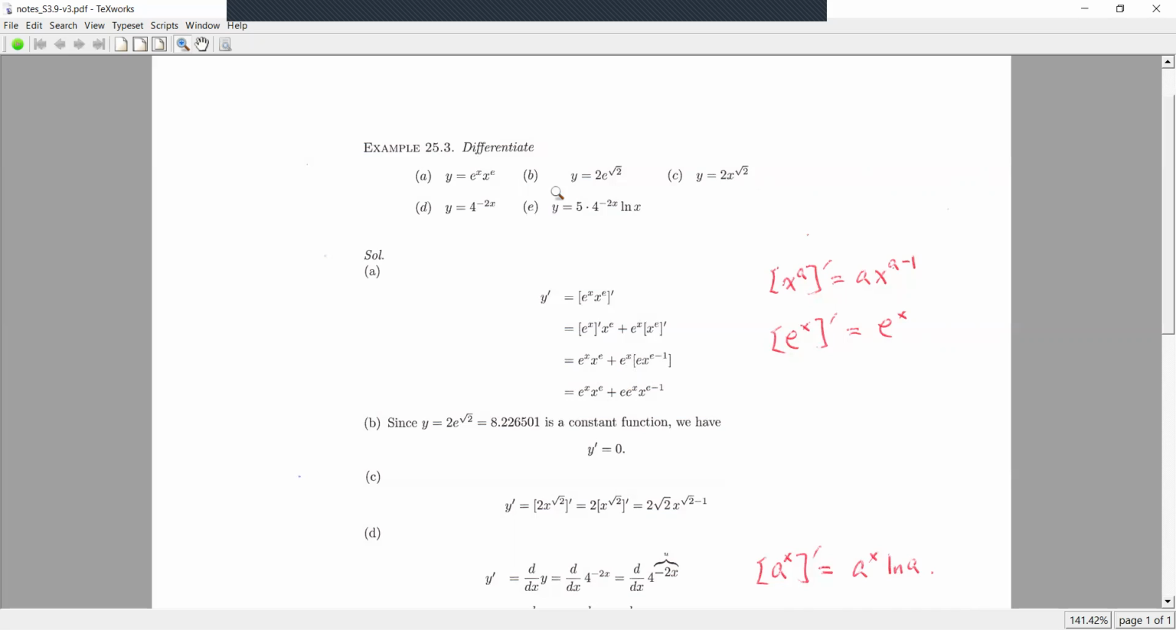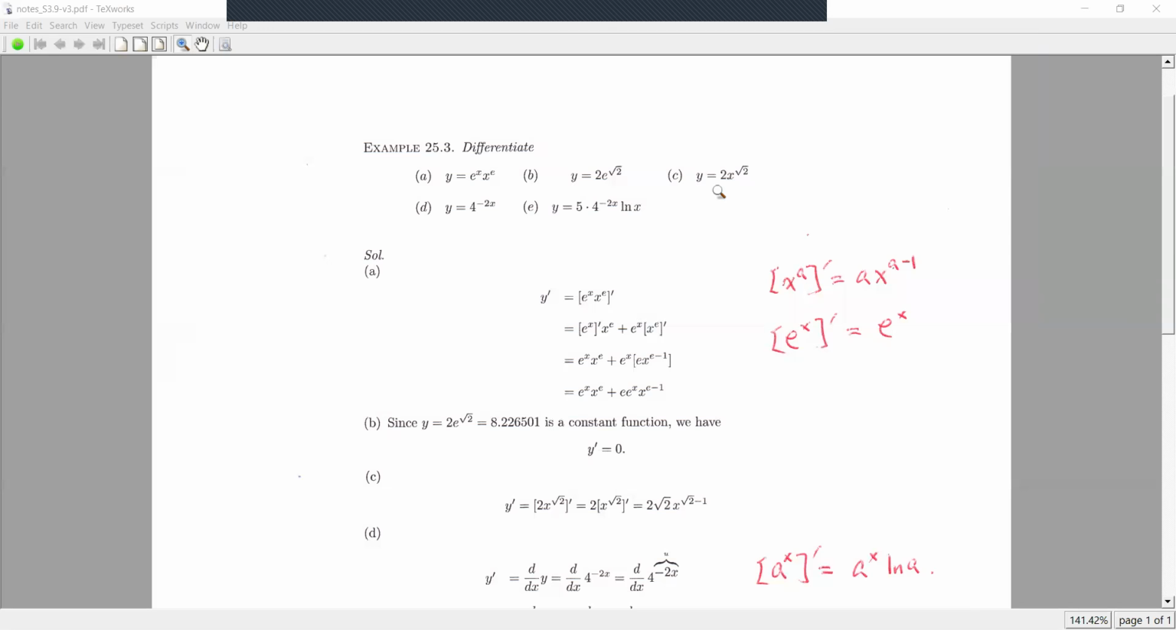Part B. Take the derivative of this function. This function is a constant function. By calculator, 2 times e to the square root of 2 is 8.22 something, a constant. So the derivative of this function is 0.